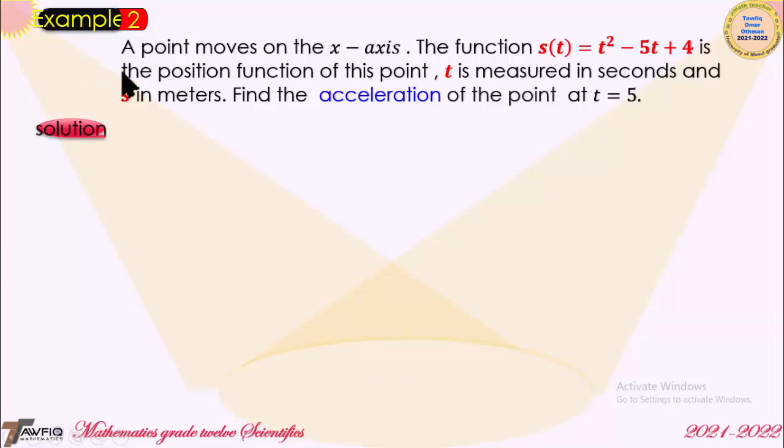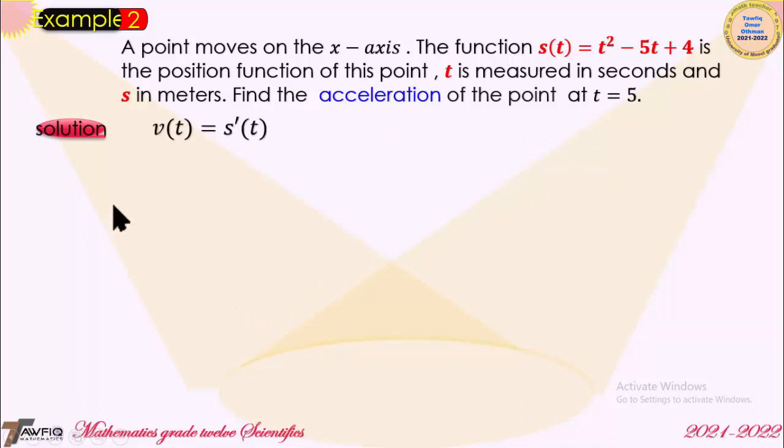Example number 2. A point moves on the x-axis. The function s(t) = t² - 5t + 4 is the position function of this point. t is measured in seconds and s in meters. Find the acceleration of this point at t = 5.